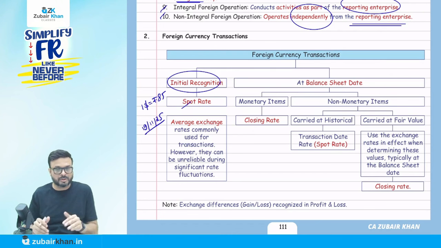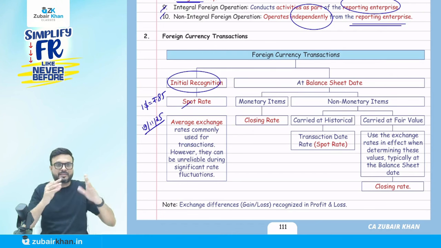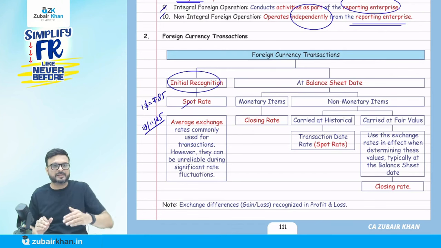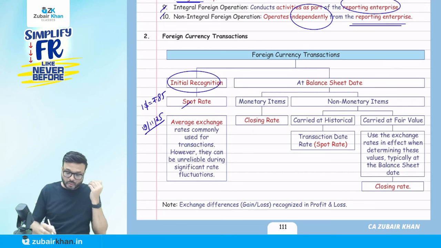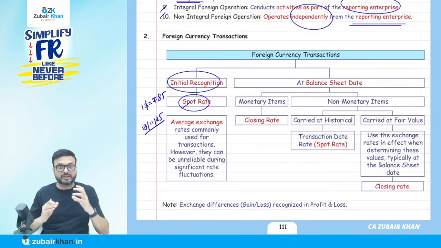So I recorded on this date at the spot rate because we have done the transaction. We have not yet paid the amount. If we had paid the amount, the transaction would have been settled. But I have not yet paid the amount; it is payable. So we pass the entry: purchase account debit, creditor account credit, by let's say 85 rupees only.